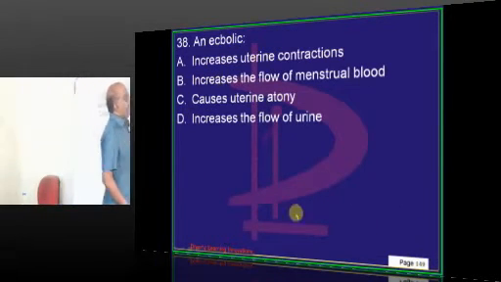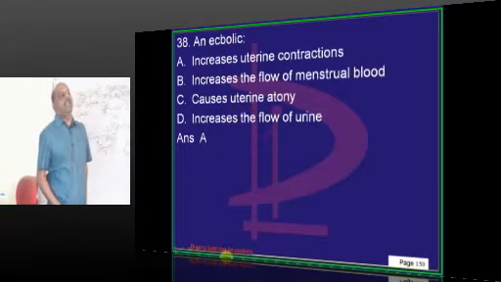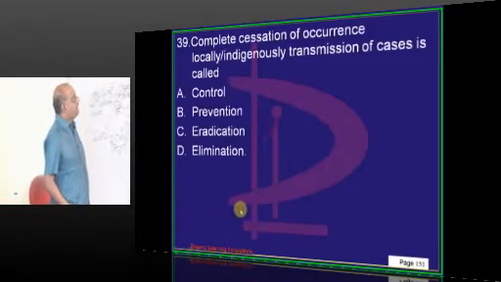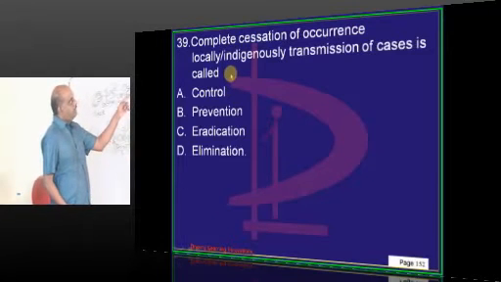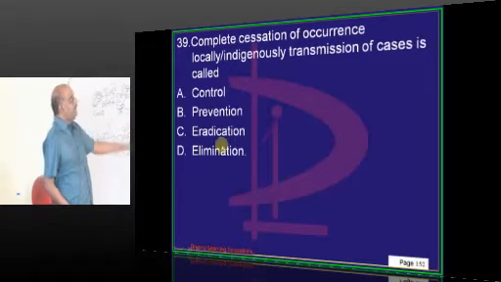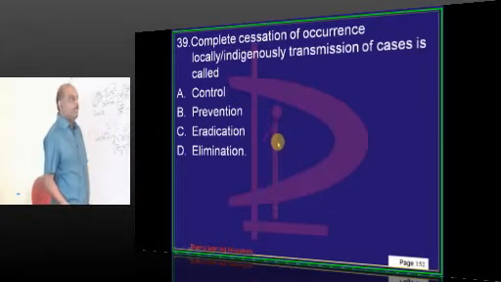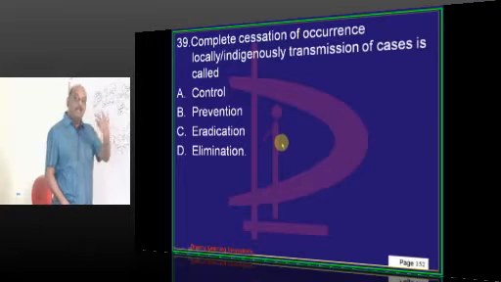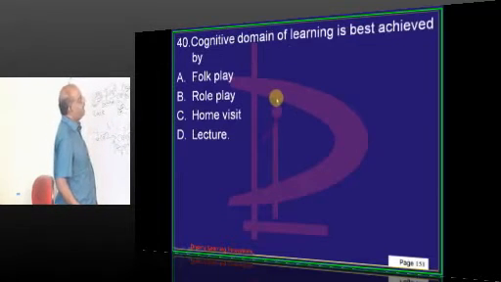So what is an ecbolic? Ecbolic is the one which increases the uterine contractions, is what you need to basically remember. Then local transmission, if you can stop the disease, you call elimination. Global transmission you stop and completely remove the organism, that becomes eradication.